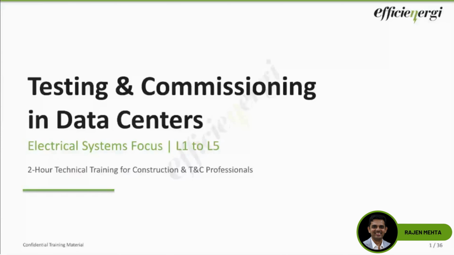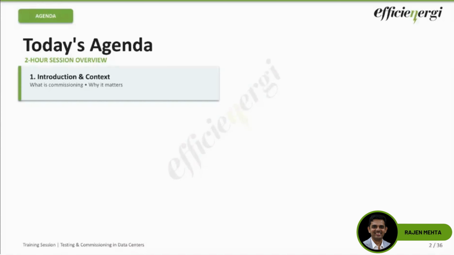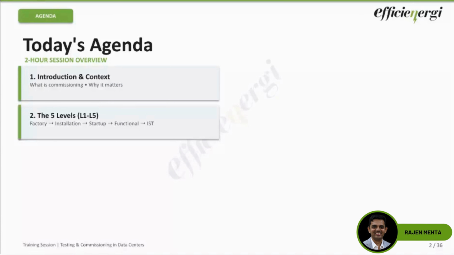So let's start with the agenda to see what we're going to cover today. We have 8 main sections. Section 1, introduction and context: what is commissioning, why does it matter, and so on. Section 2 will be the 5 levels of commissioning. What does it entail? It is the longest and will take most of the time, because everything else will build on these 5 levels.